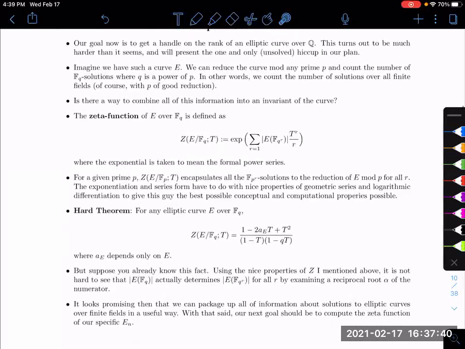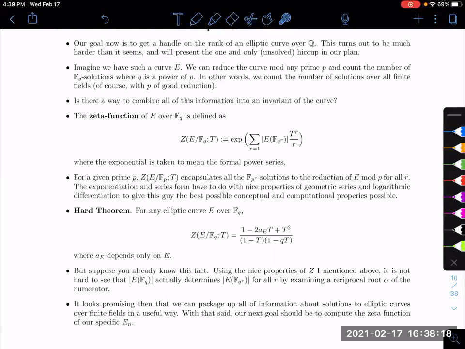Okay, so imagine I have an elliptic curve over Q. The coefficients are rational numbers. I can take that curve and I can reduce the coefficients mod any prime p that I want. And then what I can do is count the number of F_q solutions, where q is some power of p. This doesn't sound initially useful, but it turns out to be very useful. So in other words, we can take our elliptic curve and count the number of solutions over all finite fields, assuming p is of good reduction, so that we actually get an elliptic curve when we reduce mod p.